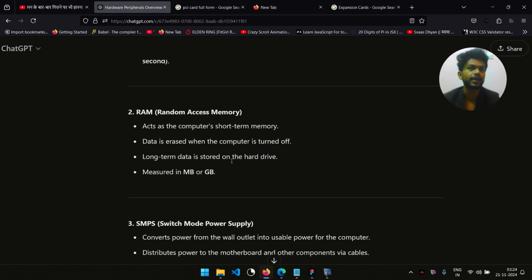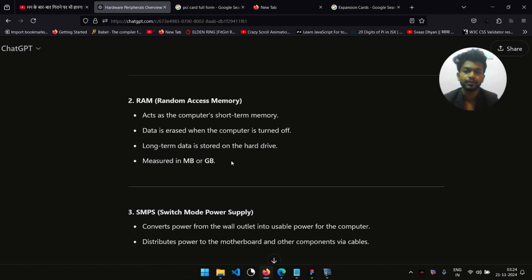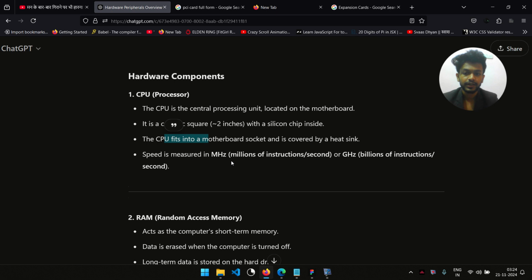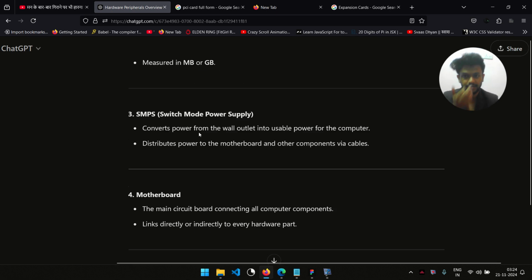What is RAM? Random access memory. It acts as short-term memory, and data gets erased every time the computer is turned off. Long-term memory is stored in the hard drive, like HDD. We'll learn about that last. RAM is measured in MBs and GBs.